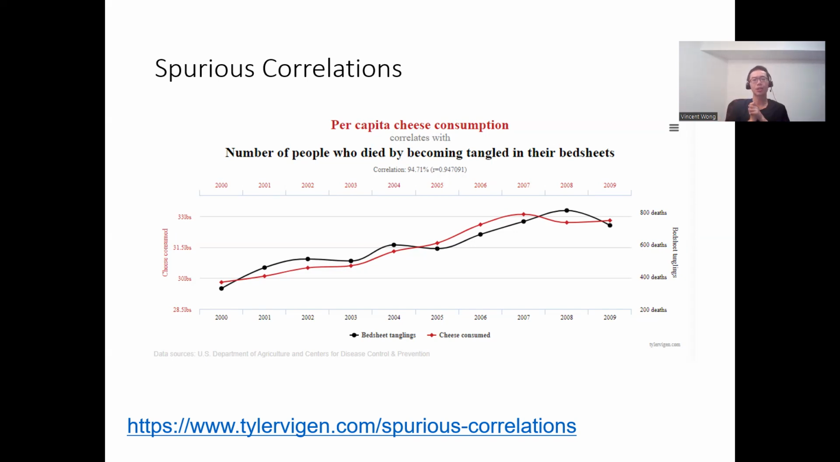Okay, so the key thing to take away is correlation does not imply causality. Just because two things look like they're related does not mean one causes the other.